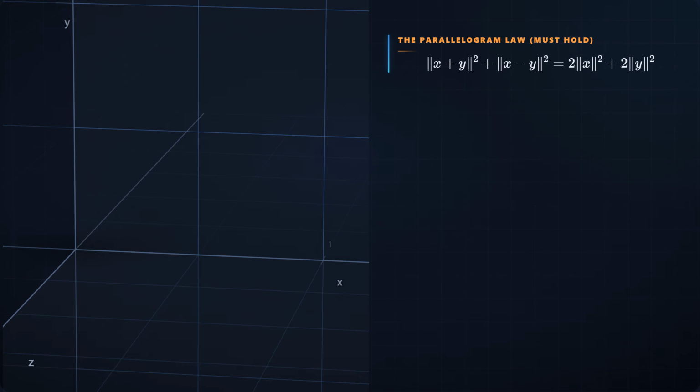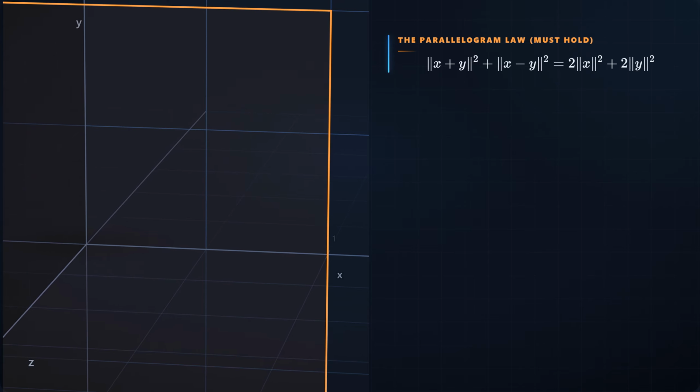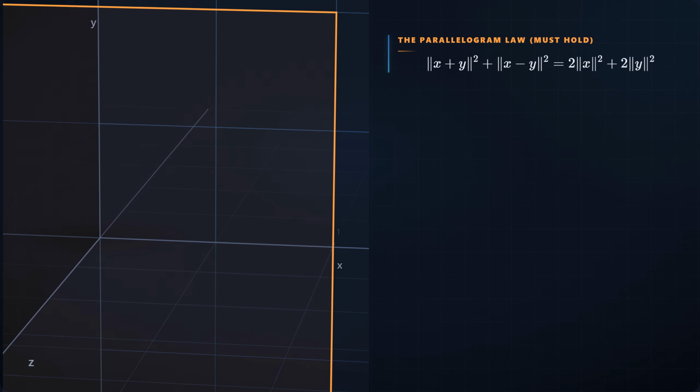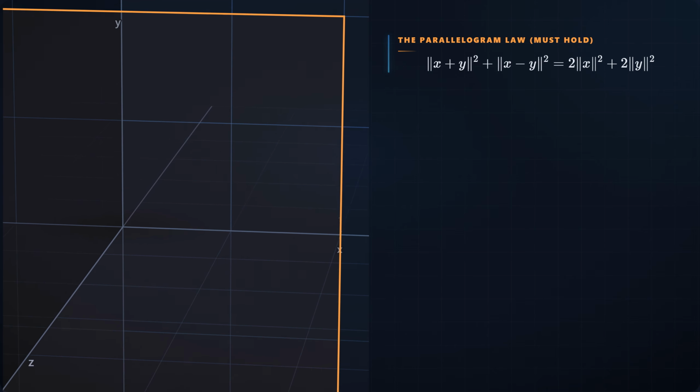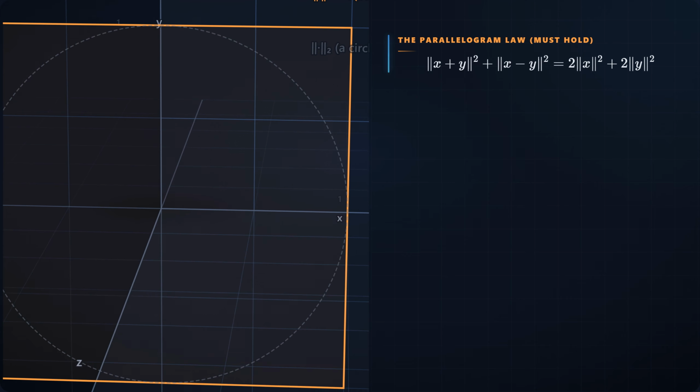Here's the litmus test. Every norm that comes from a scalar product must satisfy the parallelogram law. The sum of the squared diagonals of a parallelogram equals twice the sum of the squared sides. If a norm breaks this even once, no scalar product can induce it.